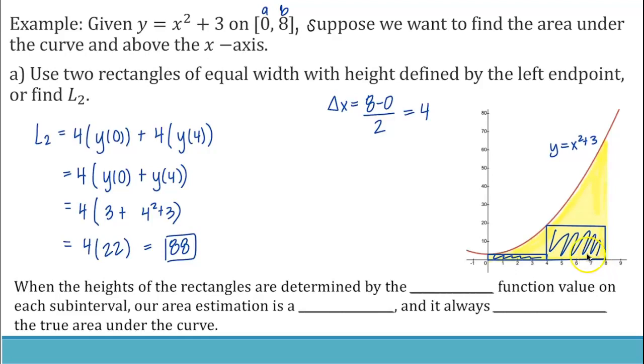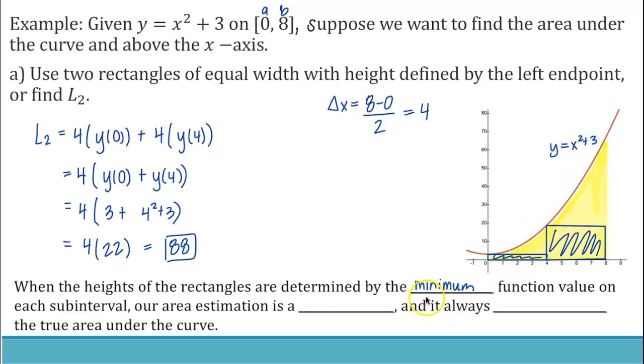But it's clearly an under approximation because I'm missing all of this area. There's these gaps that are happening because my rectangles are both under the curve. So when the heights of the rectangles are determined by using the minimum function value on each subinterval, by using the minimum function value. So over the interval from 0 to 4, the smallest value was that left side, and then between 4 and 8, the smallest value was again that left side.